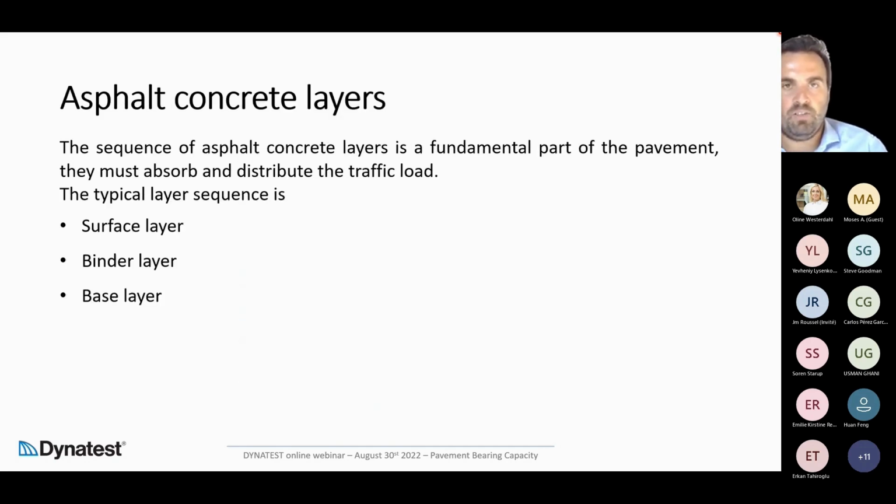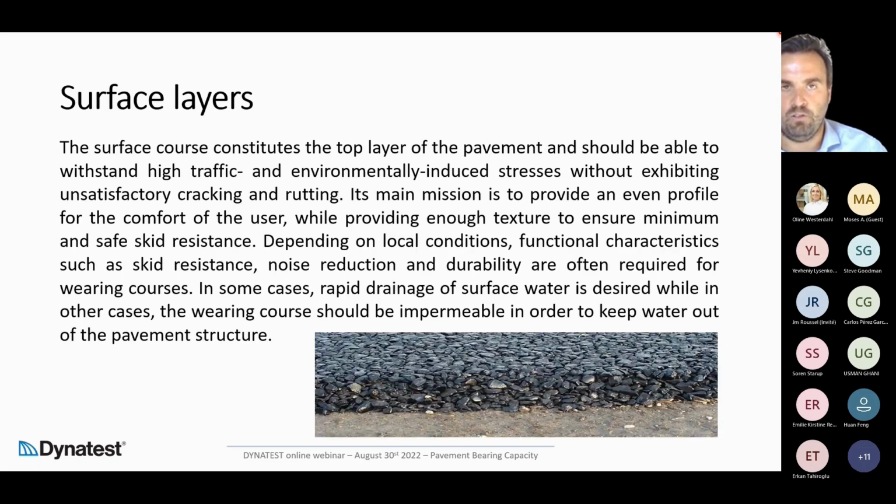On top of a flexible pavement, we have asphalt concrete layers that usually are not only one layer, but a sequence of asphalt layers. And these are fundamental to absorb and distribute the traffic load. In particular, the surface layer is very important because it is the layer placed in contact with the tire. So the surface layer has to guarantee particular requirements that are not always linked to the strength and the bearing capacity, but are more linked to the functional characteristics of the road.